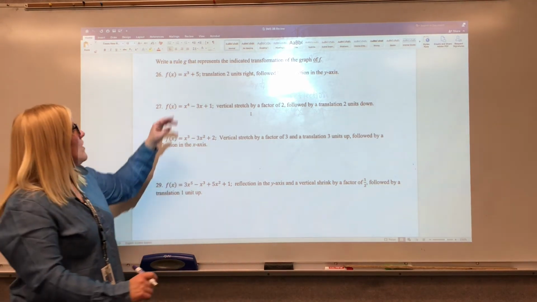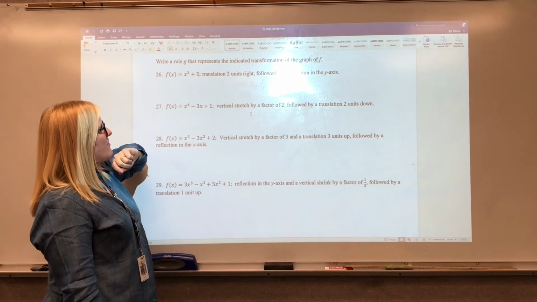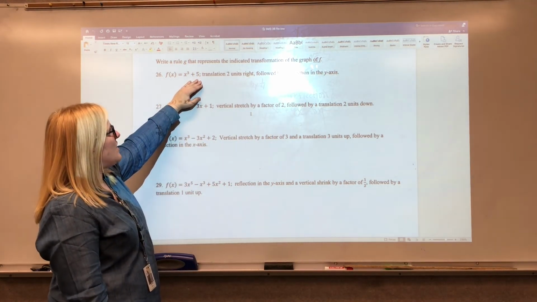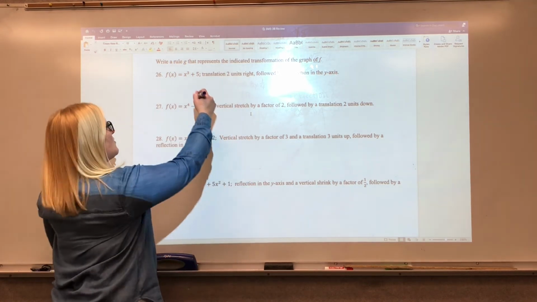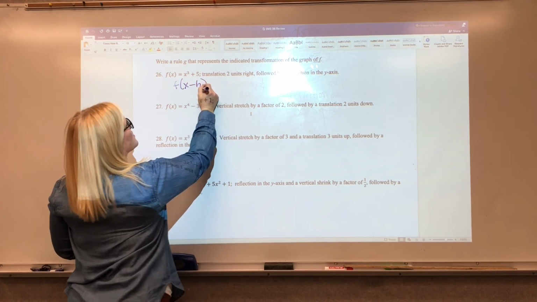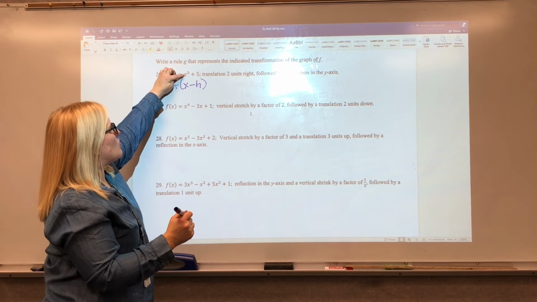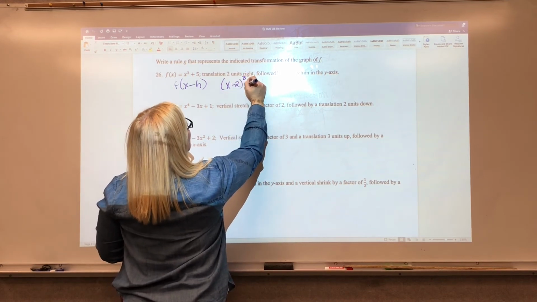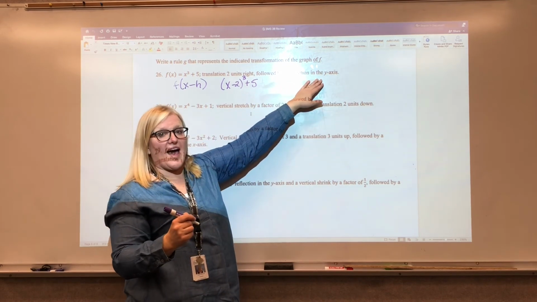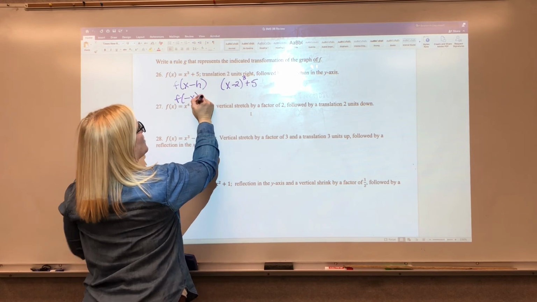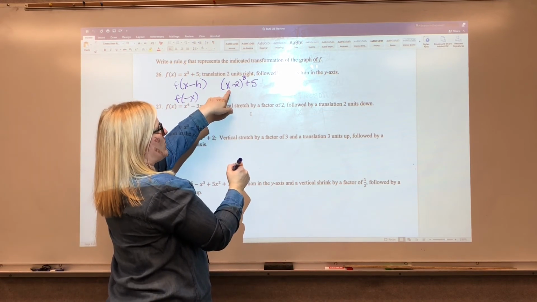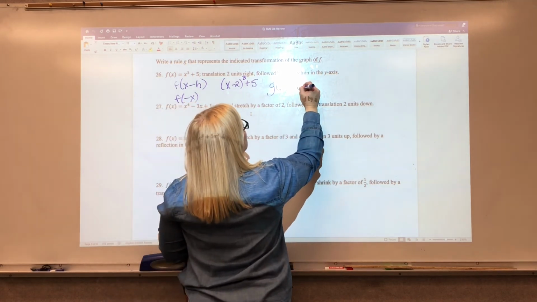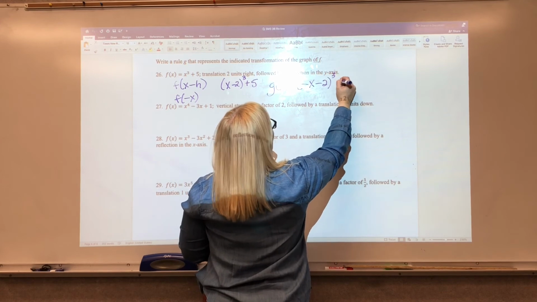Okay, so write a rule for g that represents the indicated transformations of the graph of f. So here's f of x. That's the same thing as graph of f. Okay, f of x is x cubed plus 5. We're going to do translation 2 units to the right. Now remember, that is the same thing as a horizontal shift. So I'm going to take my x and replace it with x minus 2. So I've got x minus 2 cubed plus 5, followed by a reflection in the y-axis. Remember, that is f of negative x. So I'm just going to replace a negative x for the x right here. So my new g of x, my new transformed function, is going to be negative x minus 2 to the third power plus 5.